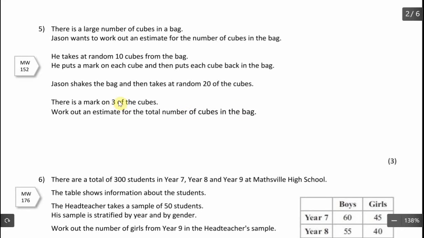So I'm not going to go into great depth about this topic. If you want to learn more about it, go and watch Maths Watch clip number 152 or Google or YouTube search for the Peterson capture-recapture method.